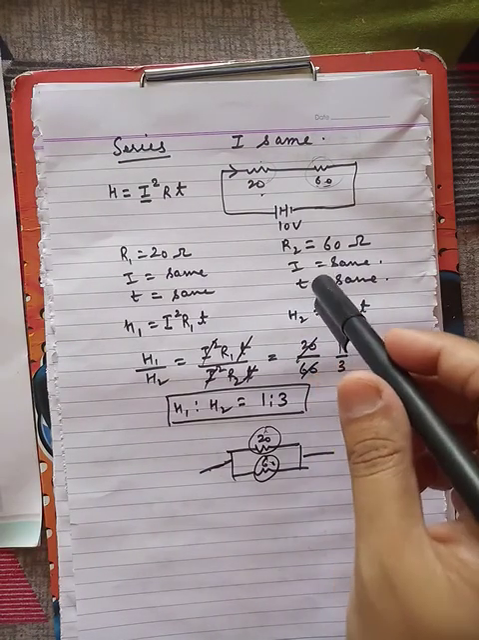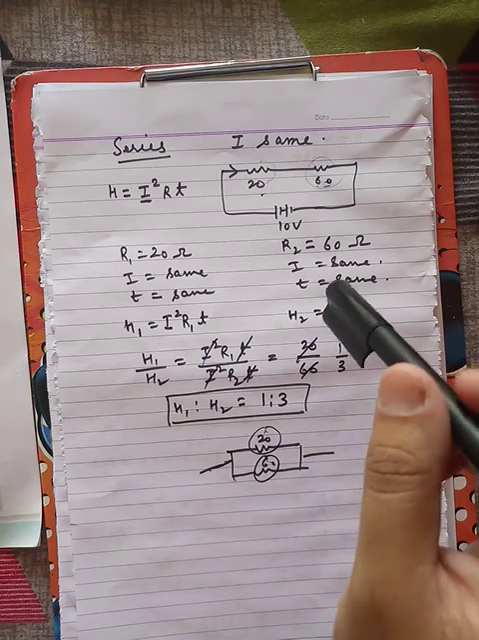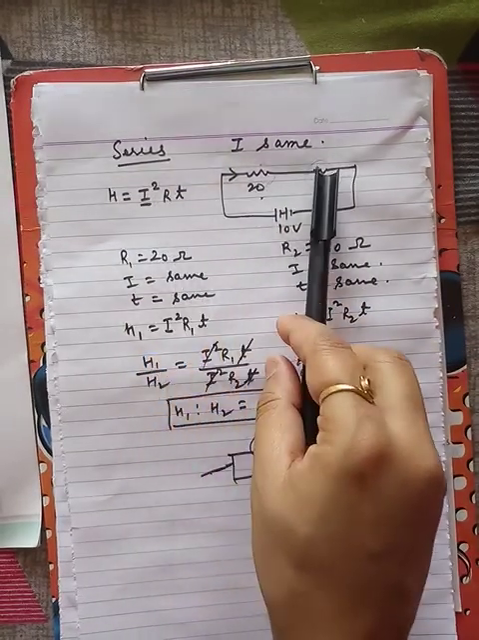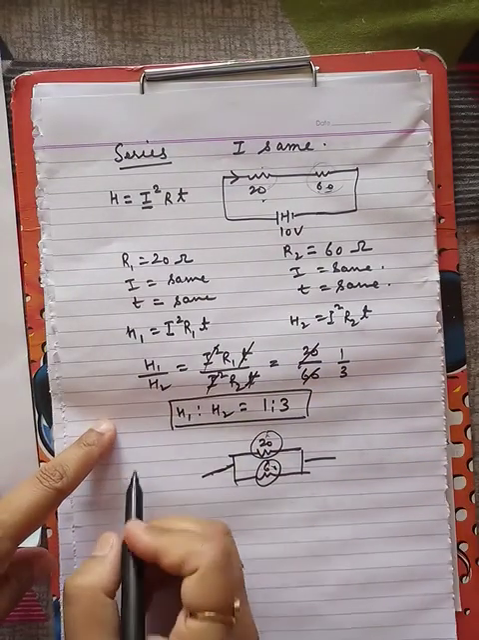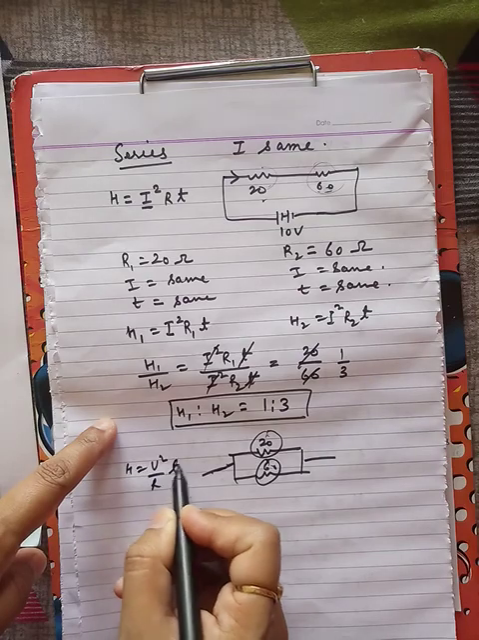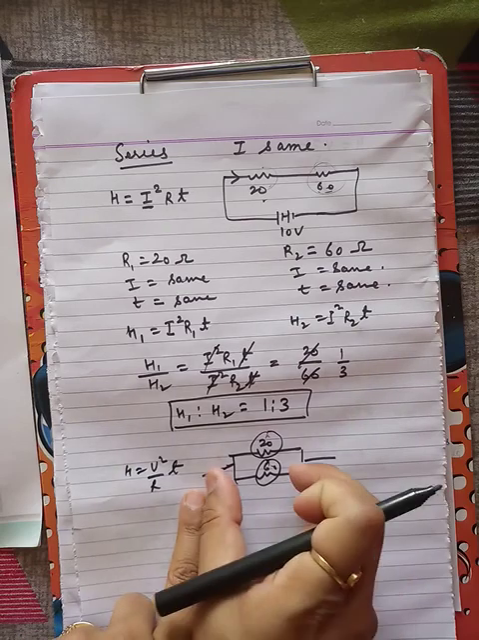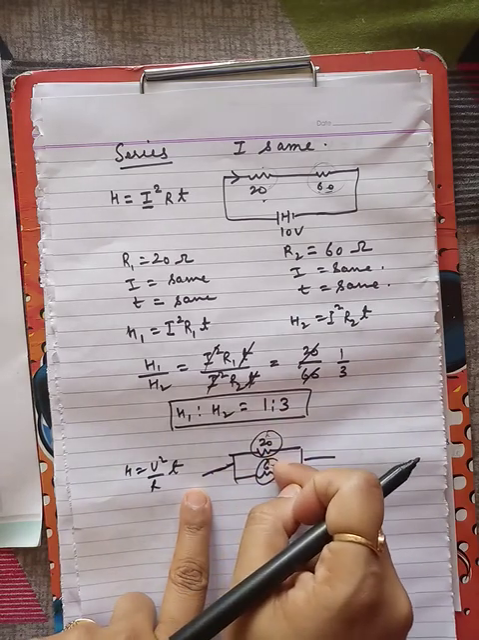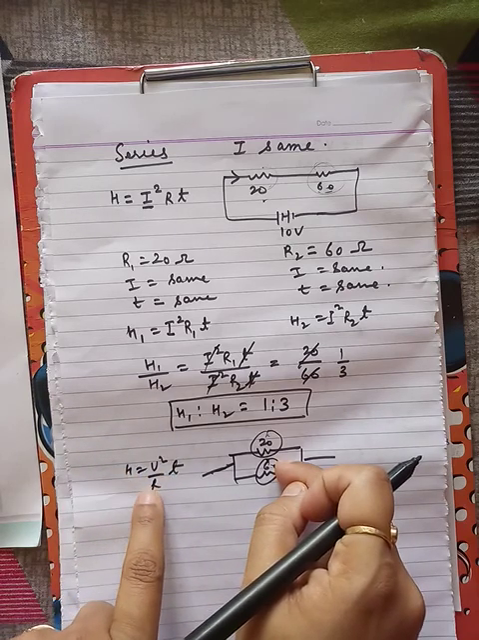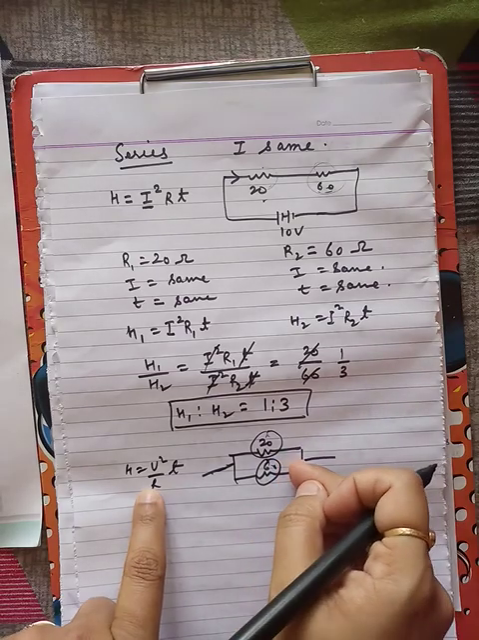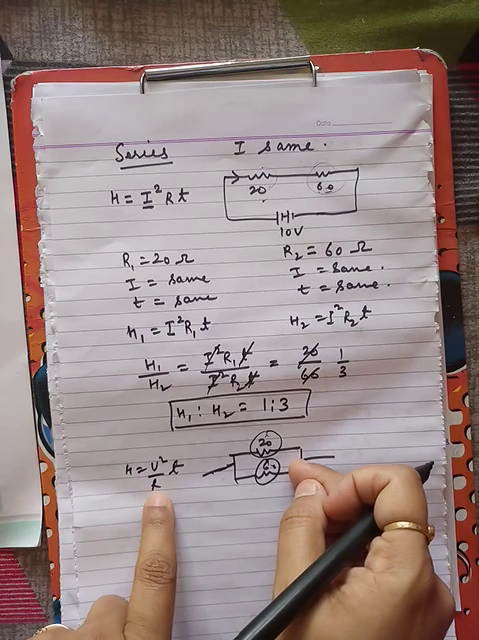Okay, now in this type of question, one very important thing to understand, which arises in everybody's mind, is why we have used I square R T for the series combination to find heat, and why we have used H equals V square over R T for the parallel combination. Because in parallel combination, V remains same across both the resistances. If V is same, then only we can compare the heat, which will depend upon the resistance. If V is same, then heat is inversely proportional to the resistance.